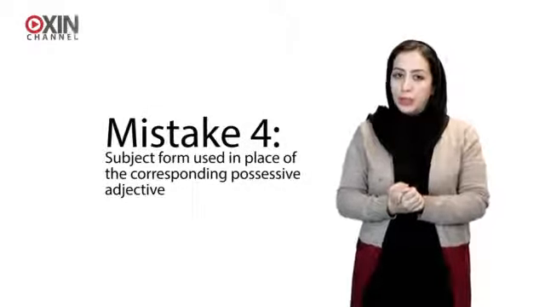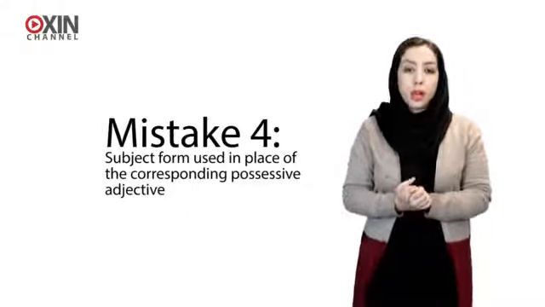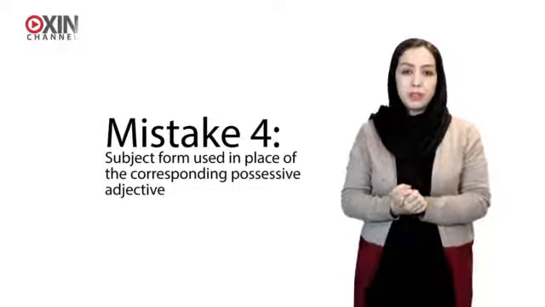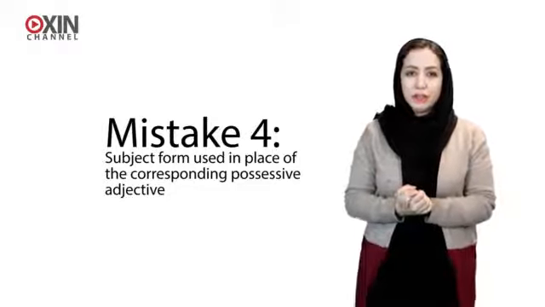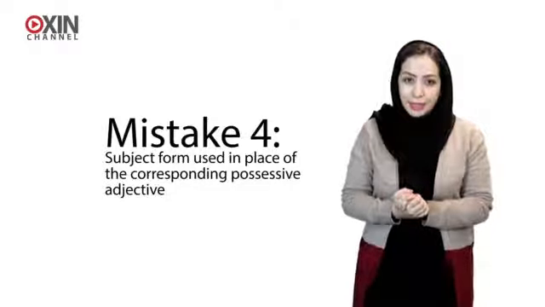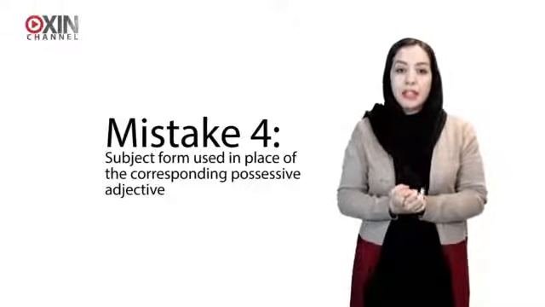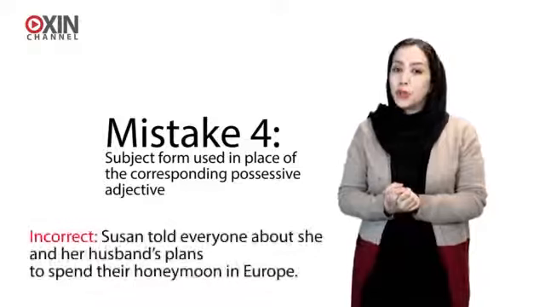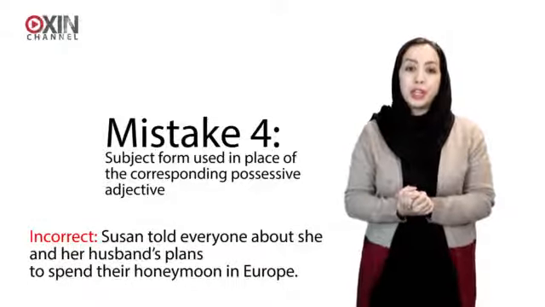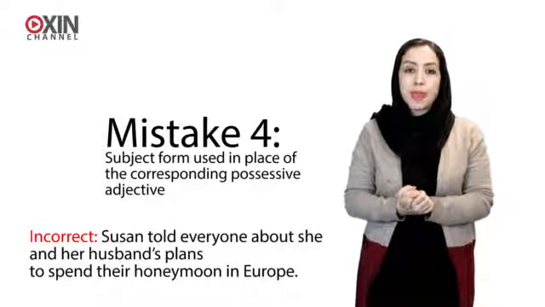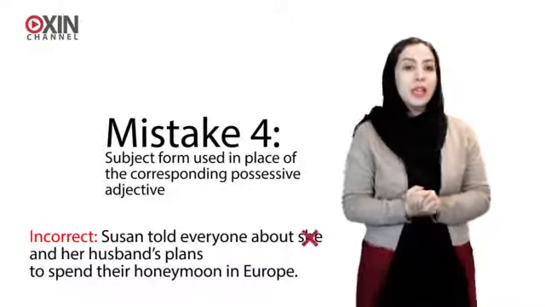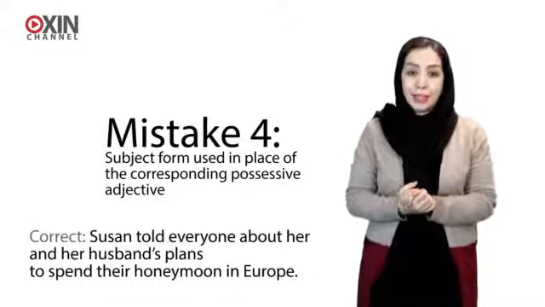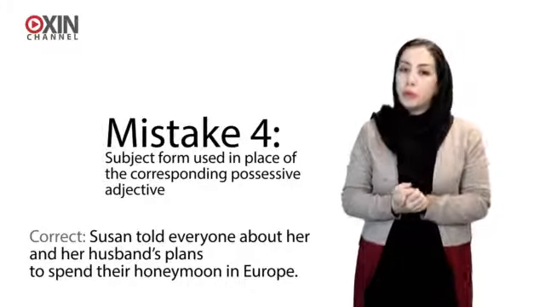Mistake number 4. When we use the subject form instead of the corresponding possessive adjective. Possessive adjective. صفت ملکی. Okay. Let's check the examples to see what the mistake is. Susan told everyone about she and her husband's plans. About she? No, about her and her husband's plans to spend their honeymoon in Europe.